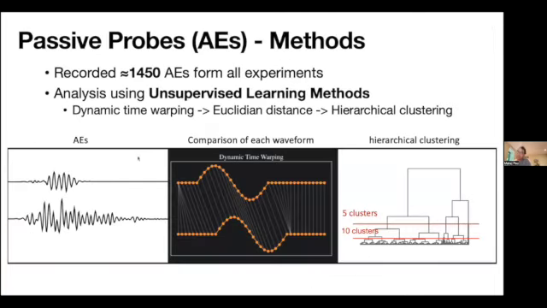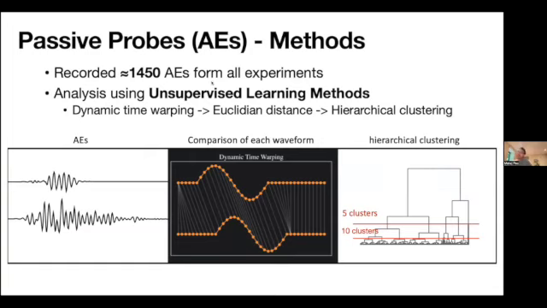The second data type that we can get from these experiments is acoustic emissions. So the velocities are basically measured by sending a known ultrasound pulse and waiting and recording when it arrives. But in the meantime, when we're not pulsing, we're just listening to the rock and trying to see if we can hear any defects. And we could record about 1,500 AEs from all the experiments.